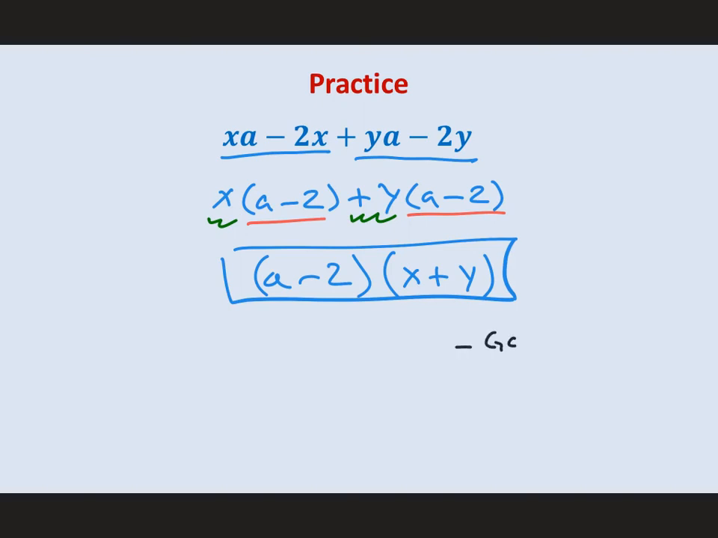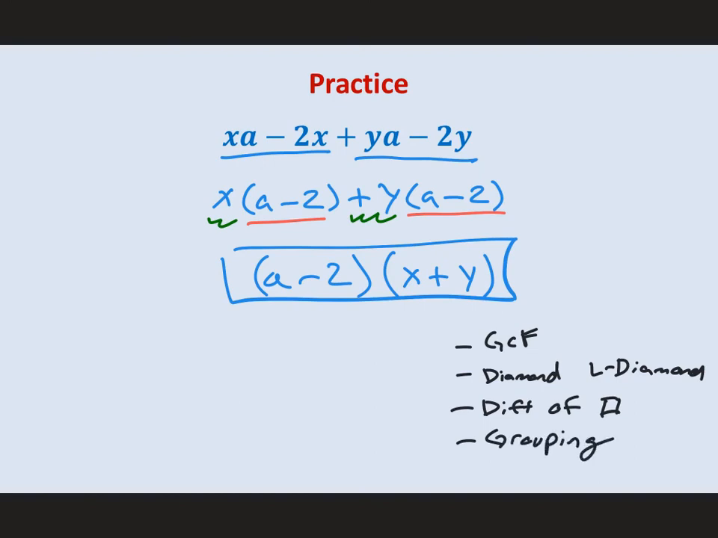Look for GCF. Check to see, is it a diamond? Is it a long diamond? If it's not one of those, check to see, is it a difference of squares? Is there two terms separated by a subtraction sign? If it's not that, check to see if it's grouping. There can always be a combination of these. It can always be greatest common factor and one of the other ones. If you do not see one of these, then it might not factor, and that is okay.